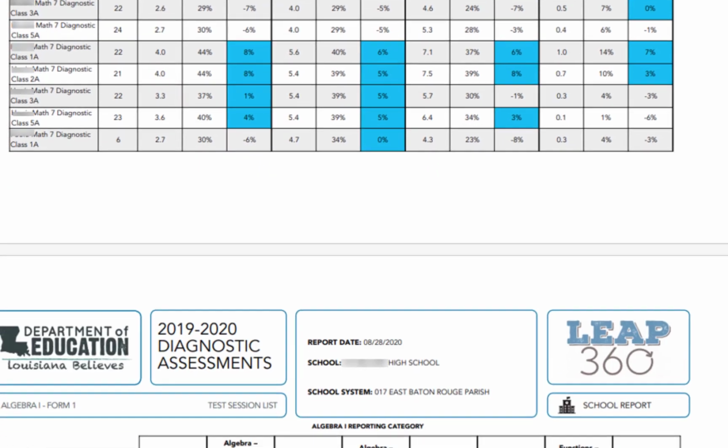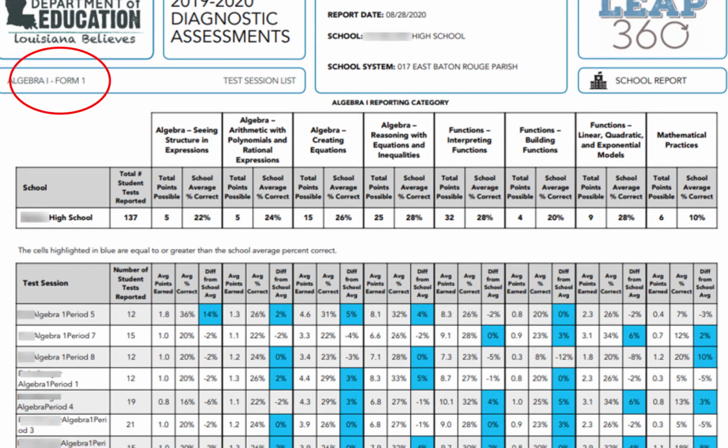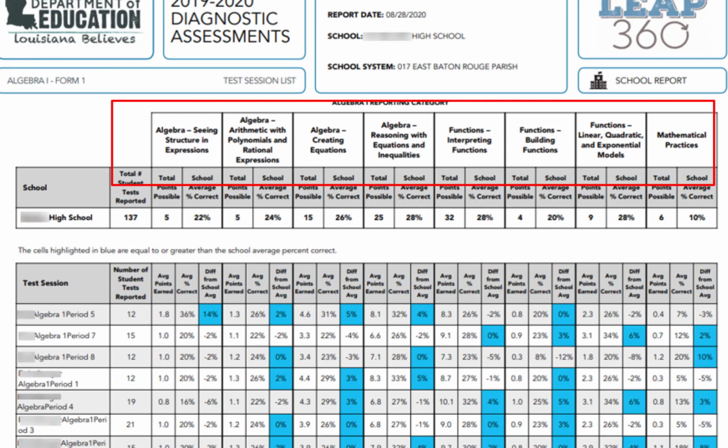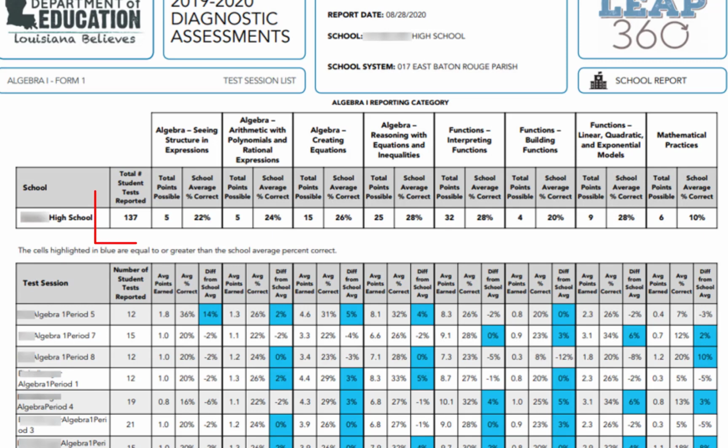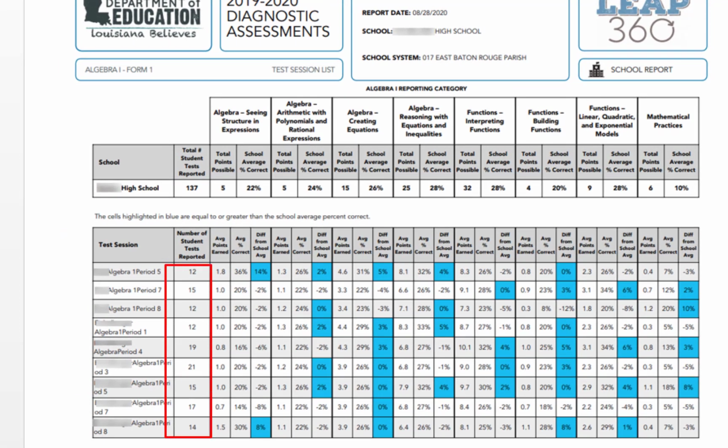And then if you go to, let's do a high school. So this is Algebra 1. Notice that in Algebra 1 you have more reporting categories. See up here? You have 1, 2, 3, 4, 5, 6, 7, 8. So there are 8 reporting categories, and you just read it the same way. So for this high school in Algebra 1, there were 137 students. If you add up all these students here, all of those test sessions that were created, that should add up to be 137.